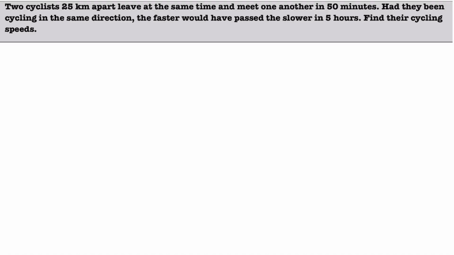Alright, we're going to take a look at a quick word problem here. This relates to solving systems of linear relations. With this question, we have two cyclists, and it says that they are apart. They leave at the exact same time, and they actually meet each other in 50 minutes. Had they been cycling in the same direction, the faster one would have met the slower one in 5 hours. Find their cycling speed.